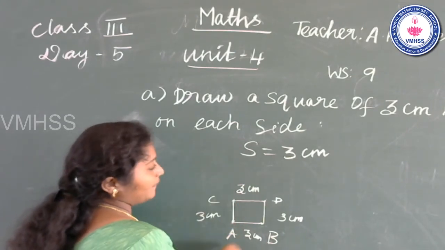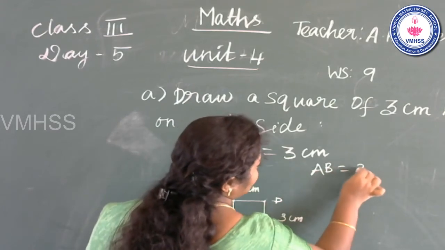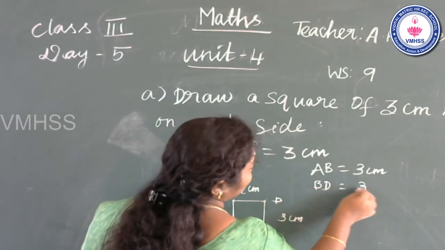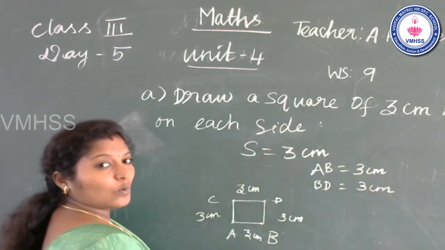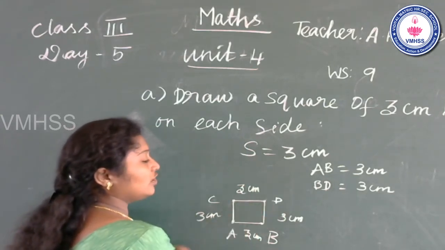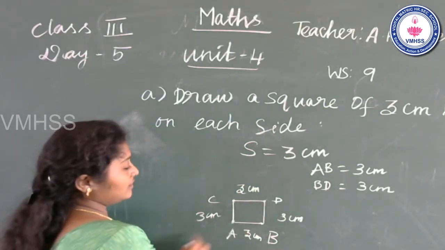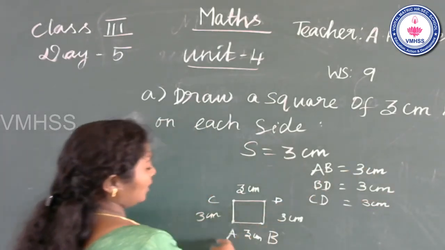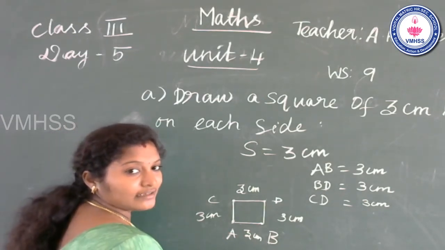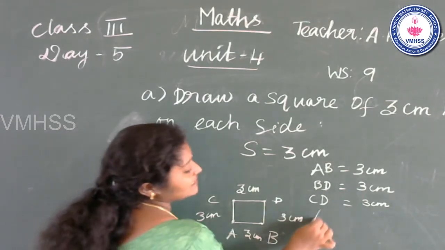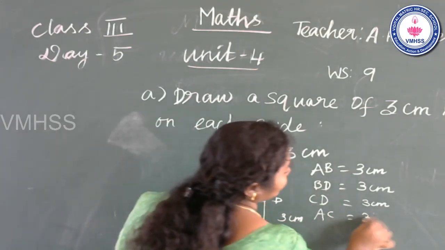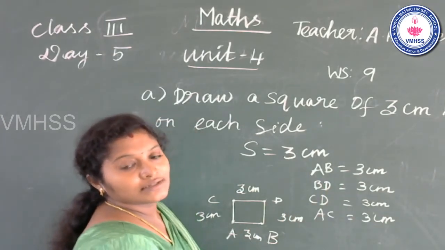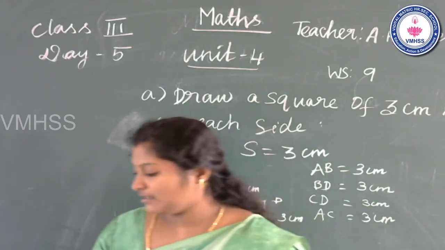Okay ma, so AB equals 3 centimeter. Okay, BD equals 3 centimeter. Okay, so what is the next line? So what is the next horizontal line? Students, you tell the answer. So C and D. Okay, C and D also 3 centimeter. Okay, what is the next vertical line? So A and C. A and C also 3 centimeter. Okay, all sides are equal in a square. Okay ma, you understand? Yes.